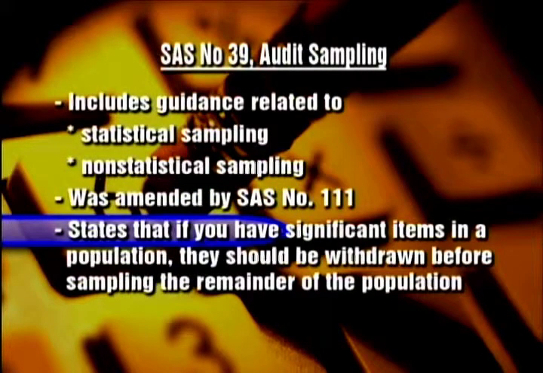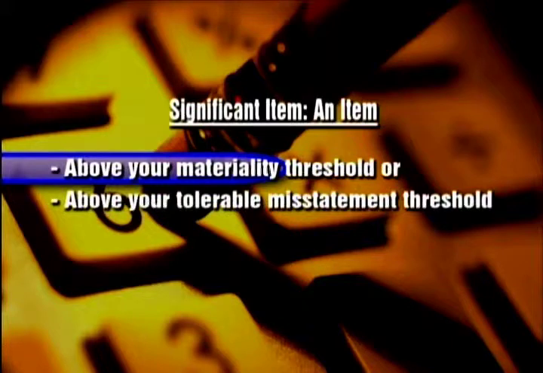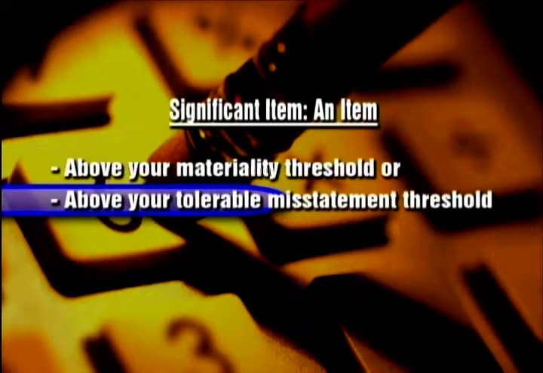It says that if you have significant items in a population, they should be withdrawn from the population before you sample the remainder of that population. A significant item is normally an item either above your materiality threshold or above your tolerable misstatement threshold. So they get selected out of the population, then you would sample the remainder of that population. That's one requirement in SAS 39.